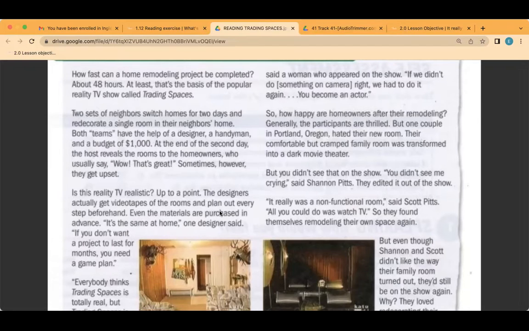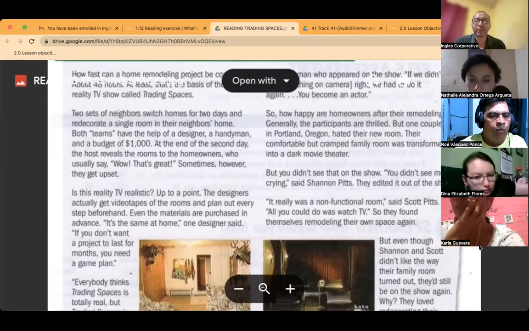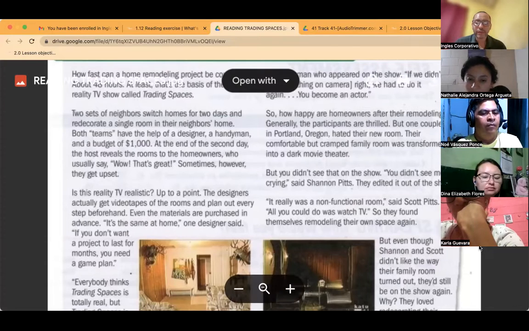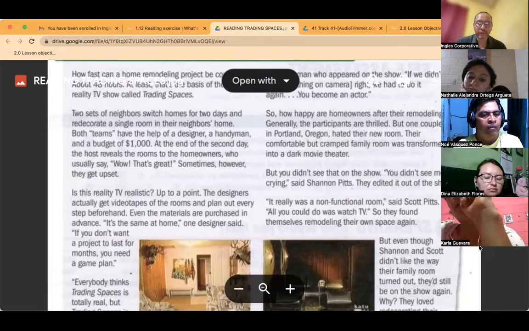Correct. Who's the next one? Who would like to read the next part? Please, Dulce. I see today we have very scared people. No problem. Two sets of neighbors switch homes for 2 days and redecorate a single room in their neighbor's home. But teams have the help of a designer, a handyman, and a budget of $1,000. At the end of the second day, the host reveals the room to the homeowners, who usually say, "Wow, that's great." Sometimes, however, they get upset.